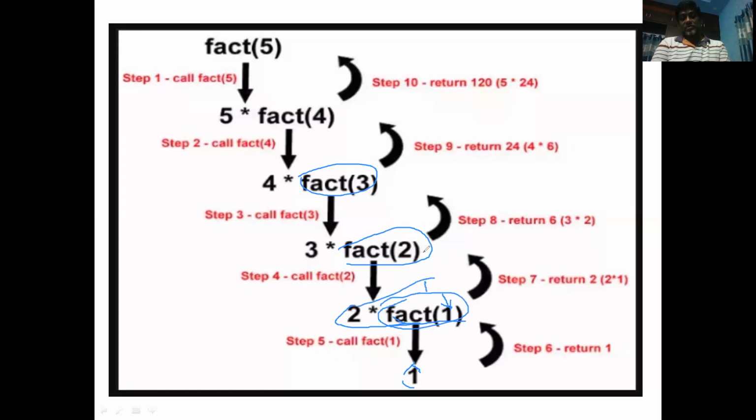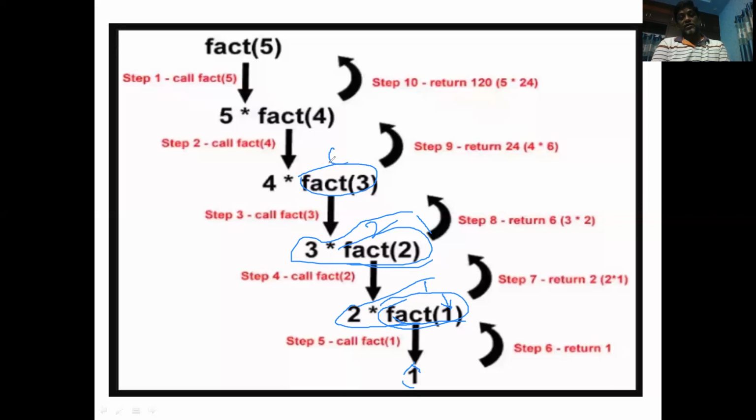It goes back to the previous step. Now fact of 2 is 2, that is the value we got. Fact of 2 is divided as 2 into fact of 1. Because we calculated fact of 1 is 1, 2 into 1 becomes 2. This comes back over here. Now it is 3 into 2. So the result of this entire expression is 6, which is the value for fact of 3.